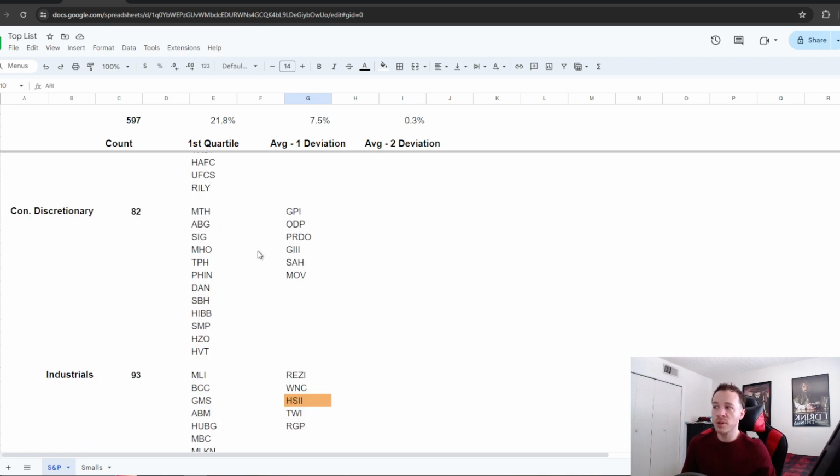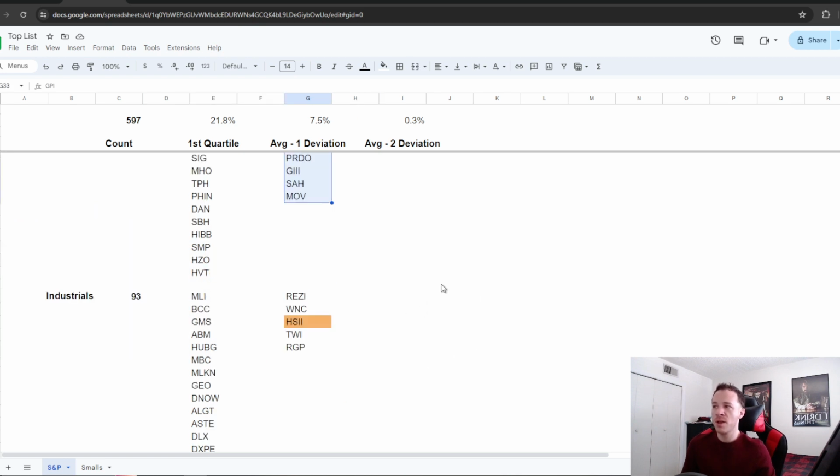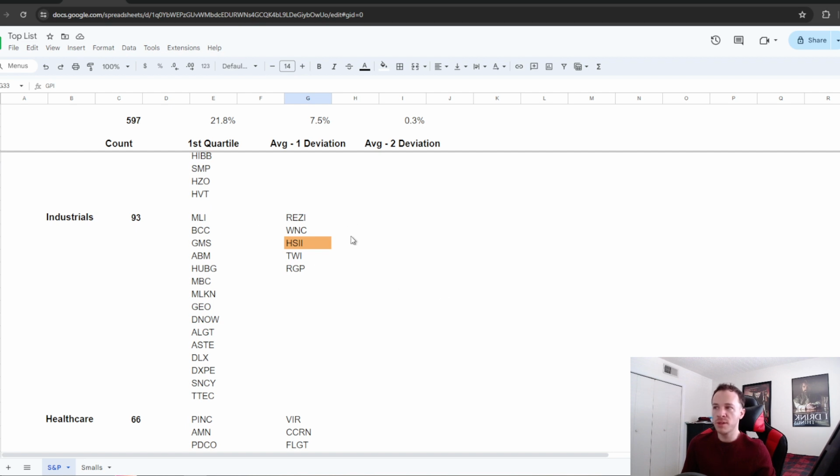Then coming down to the consumer discretionary, we had 82 companies in our total sample, and we have 18 companies that fall under the first quartile, and only 6 companies that fall under 1 standard deviation for this one. Industrials, we have 93 companies in total in our sample grouping, and we actually identified 20 companies out of that fall under the first quartile, and 5 companies that fall under the first standard deviation.